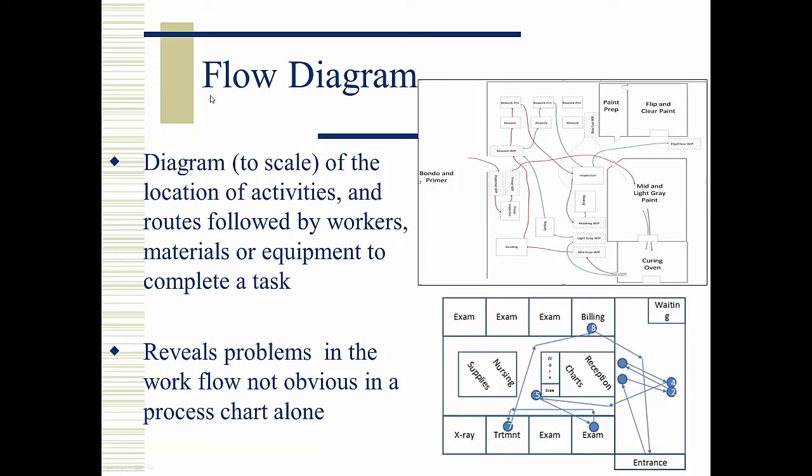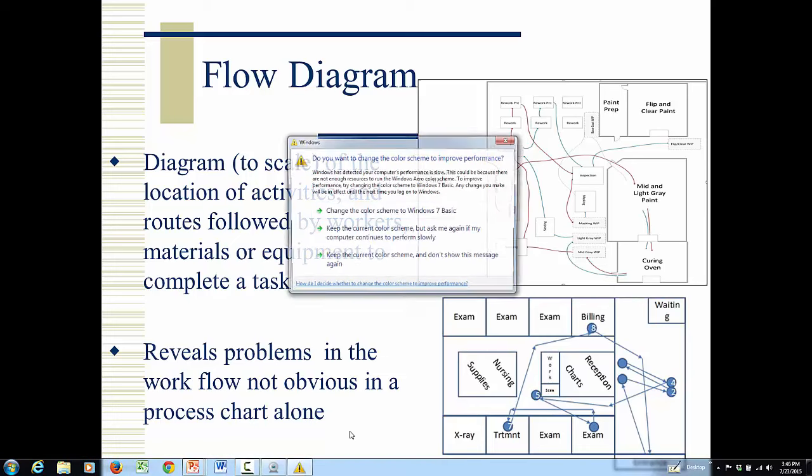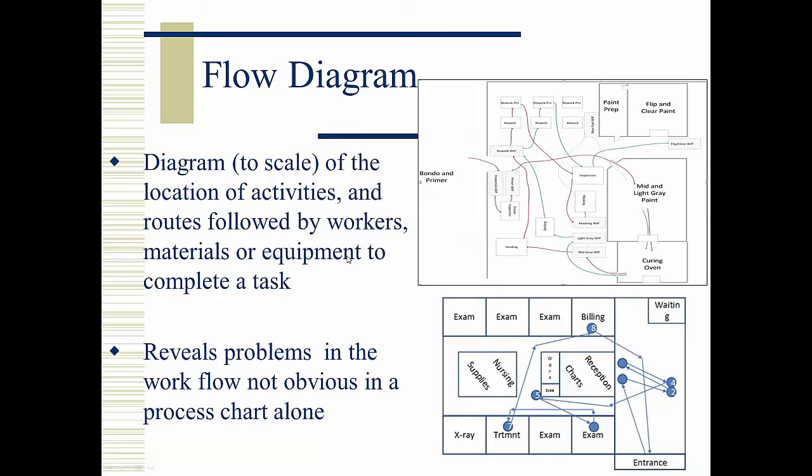A flow diagram is also known as a spaghetti diagram, and I've shown two different ones here, and really the second bullet is the one to focus on. It doesn't provide as much detail as the flow process chart, but it does provide a visual so we can see the path of movement, and if paths are crossing a lot, or if there's a lot of movement in one area or another. You can see here there's a lot of going back and forth, so that would be an area to look at.